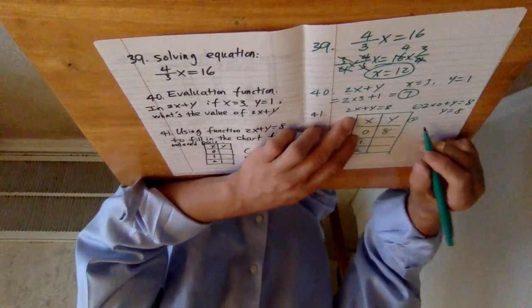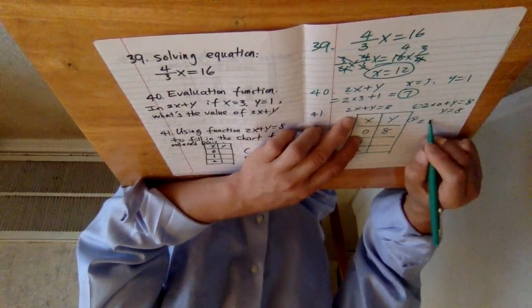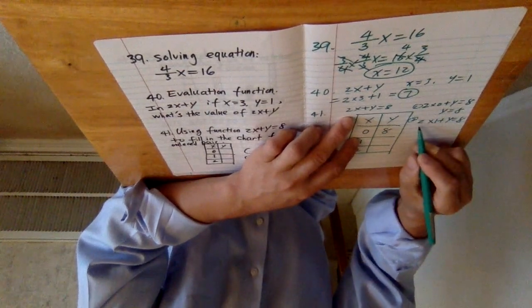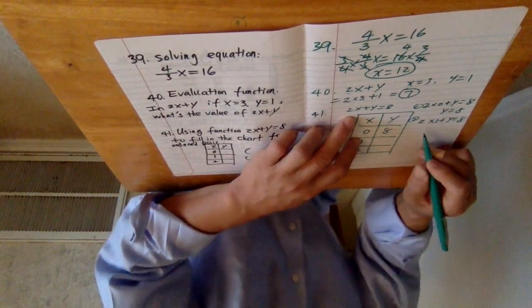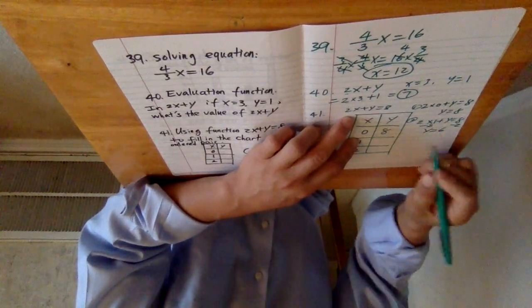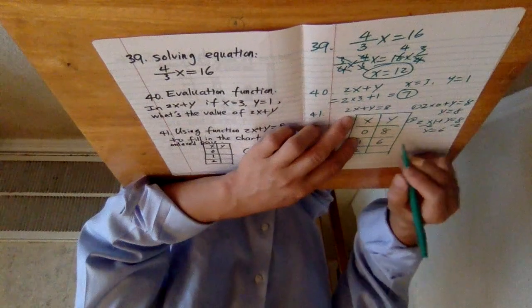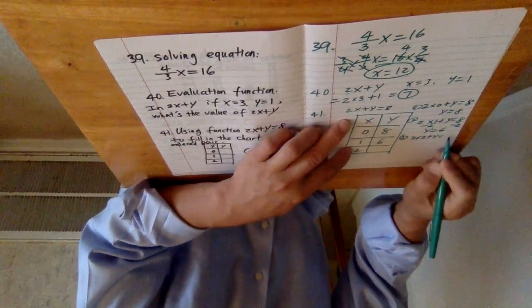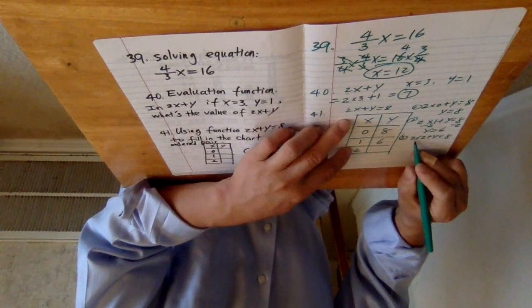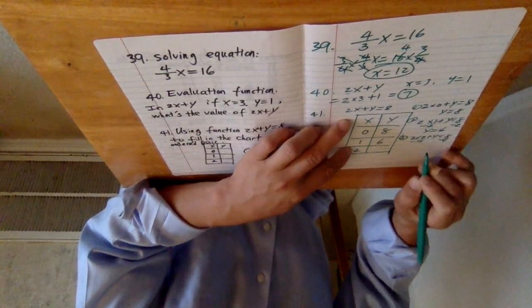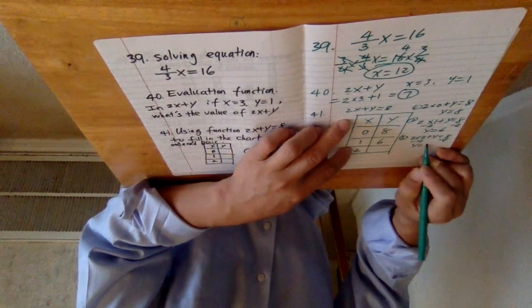And number 2, we're given 2 times 1 plus y equals 8. Remember the inverse operation of adding is subtracting 2 on both sides. So y equals 6. Then number 3 will be 2. So 2 times 2 plus y equals 8. 2 times 2 is 4. Then minus 4 on both sides. It cancels out. y equals 4.